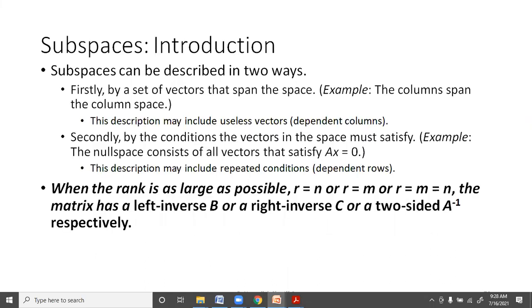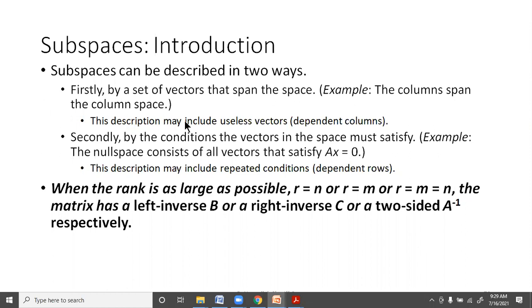Before going to the topic of the 4 fundamental subspaces, we'll just see what a subspace is. This again we have already discussed, but we'll try to recall what we have done. Subspaces, we know, can be described in 2 different ways. Firstly, by a set of vectors that span a space, right? That just means that you can have a set of column vectors, and using those column vectors we can define a subspace. An example is the column span, using the column space.